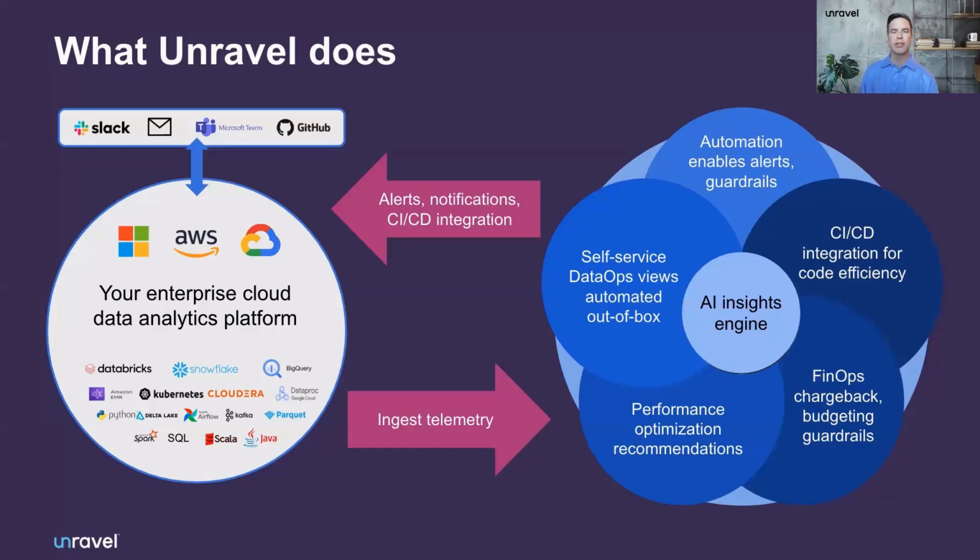So on the left, you can see, your cloud data stack may consist of many different platforms and tools. What happens on the right there is Unravel ingests the telemetry and provides these self-service data ops views out of the box so that you can quickly see all of this information in one place. And then the Unravel AI Insights engine is able to help you optimize performance, to improve efficiency, and also integrates into your CI/CD process so you can get code recommendations and reviews in line. And then it sends notifications through Slack, email, Teams, and your GitHub provider.